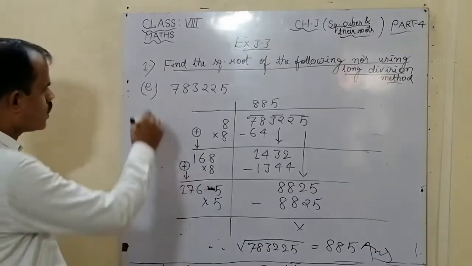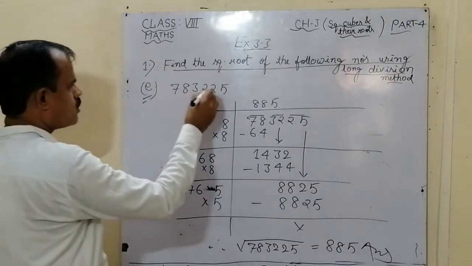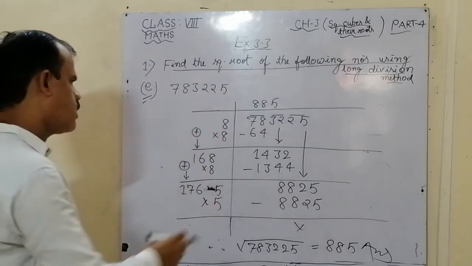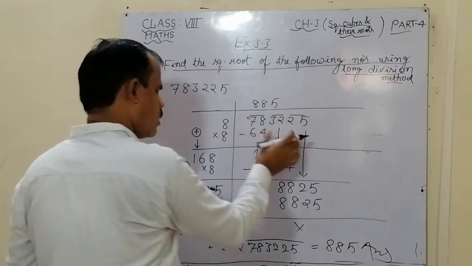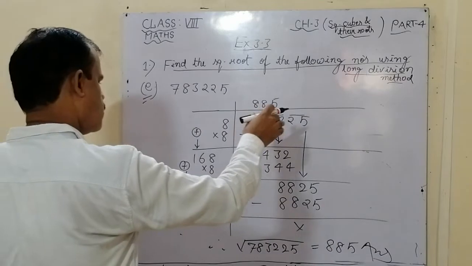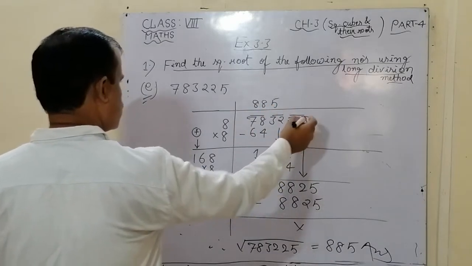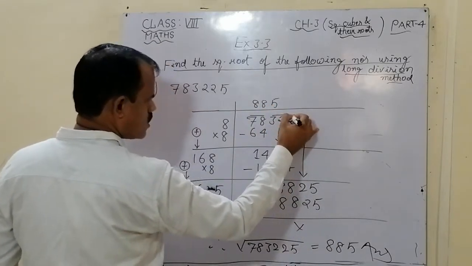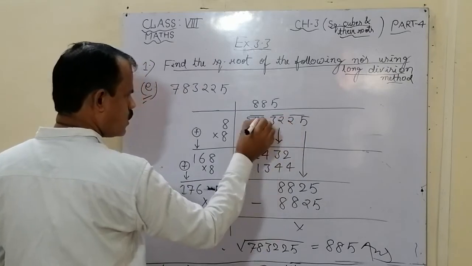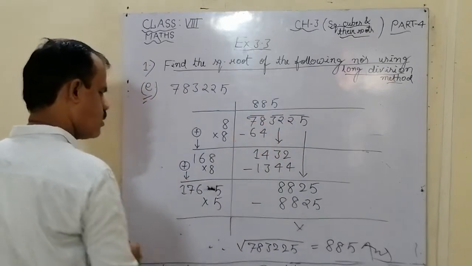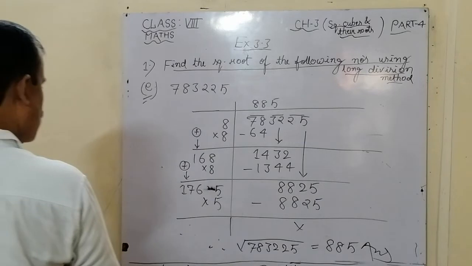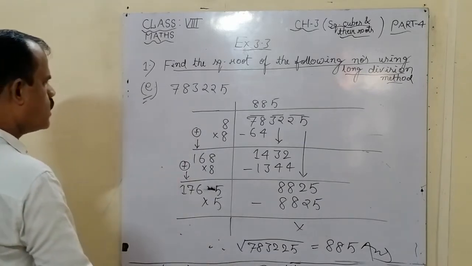Yes, students, see one more question, E part, 783225. First we write this number here. Now make pairs of digits starting from the right side. So one pair is 25, one pair is 32, and the last pair is 78.